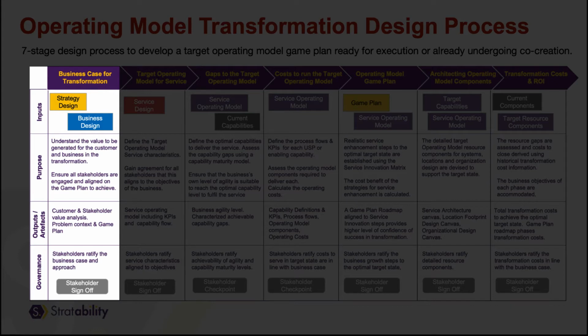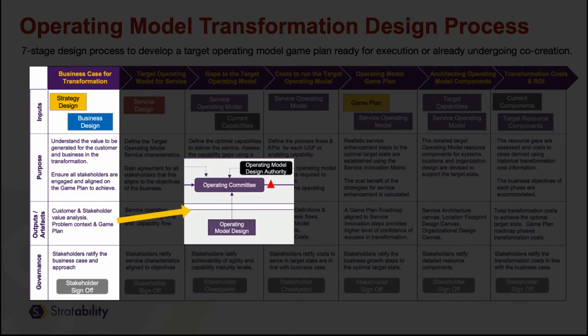You'll be gathering the inputs from the strategy design and the business design, including any details on the business model, and the outputs and artifacts that you will be producing to support the target operating model include customer and stakeholder value analysis and the problem context and game plan itself within the business case that needs to be submitted to the operating committee and design authority for stakeholder sign-off.